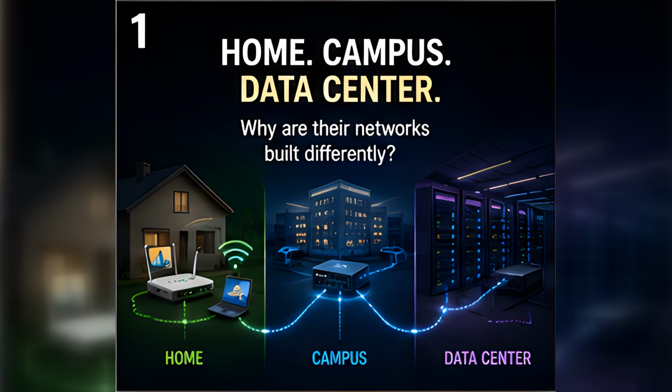Your home Wi-Fi, a corporate campus, and a cloud data center all move IP packets, but they should not use the same network design. A home prioritizes simplicity and cost. A campus needs scalability and redundancy. A data center needs predictable, high-speed communication between thousands of servers. In the next 10 minutes, you will learn the major LAN architectures you need to recognize for the CCNA exam.